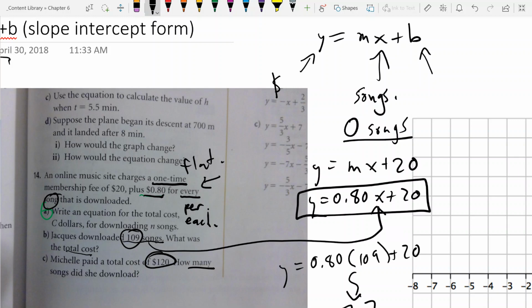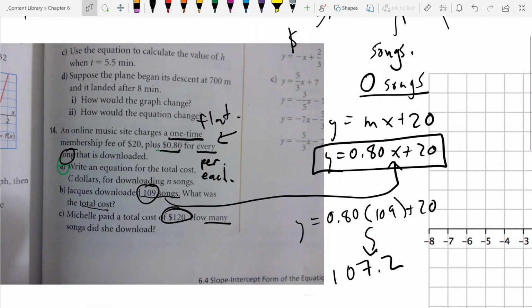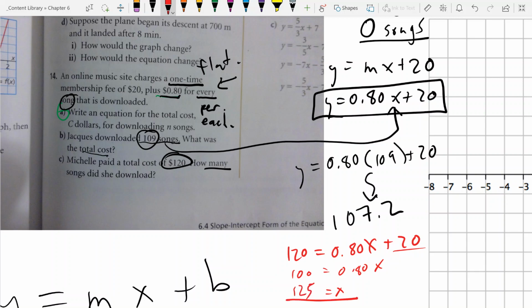The next question says she paid 120. How many songs did she download? This question works the same way. We just need to do it backwards. So b is 20. And then instead of y, I'm going to sub in the 120, and I'm going to have to solve. So I'll subtract the 20 from both sides. Then I'll divide by 0.8 to find the answer. I got 125, which means she downloaded 125 songs.